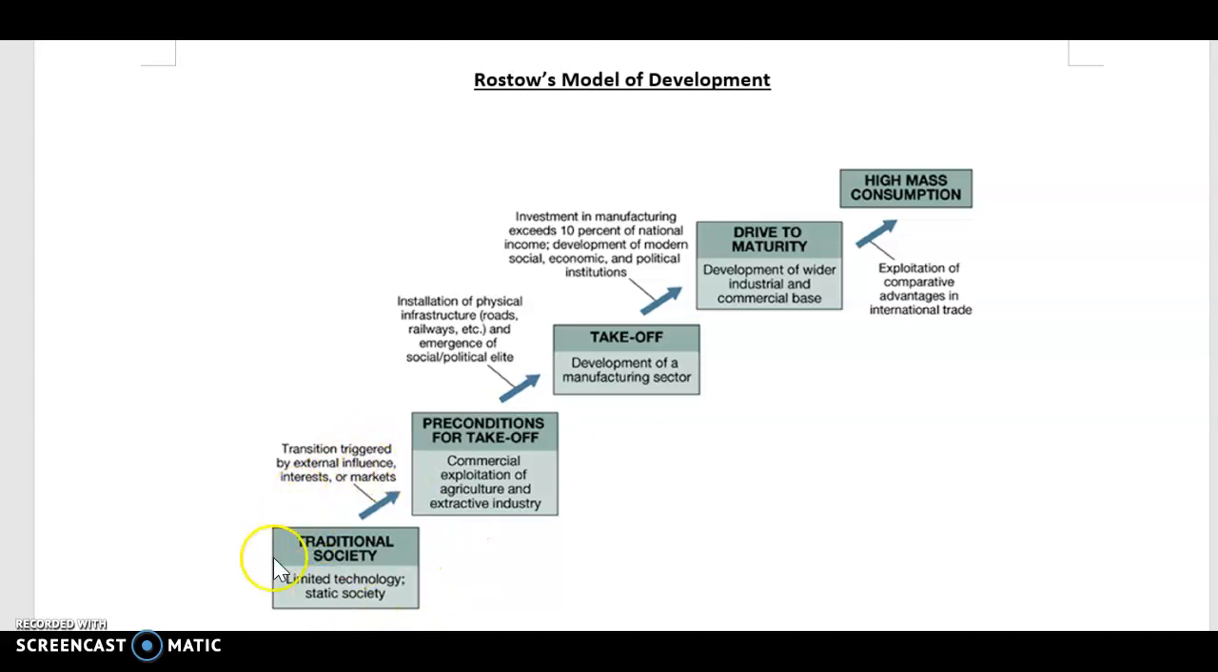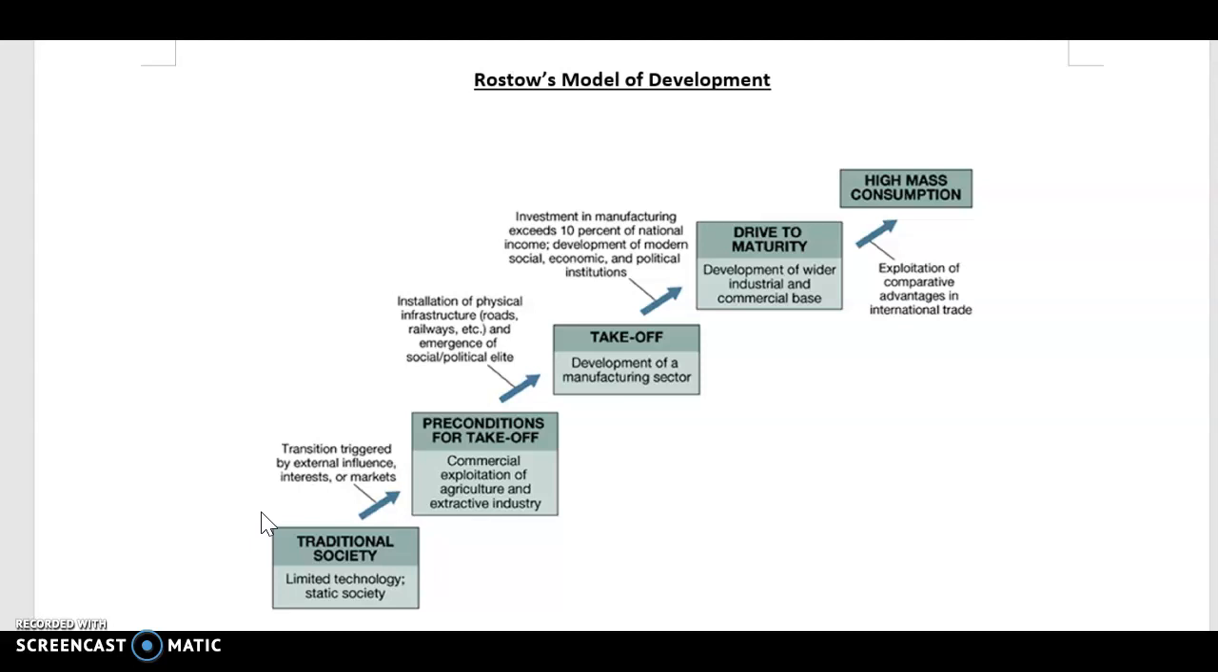If we start down here, you can see traditional society, limited technology, static society. So very small, very rural community. You'd call it very much an LADC community, so less economically developed country or area. What then needs to happen is commercial exploitation from agriculture and extractive industry. What that means is lots of mining, and then making lots of money, be it with neighbouring countries or regions or communities through agriculture and that mining. The takeoff is where the country really starts to economically benefit from its work.